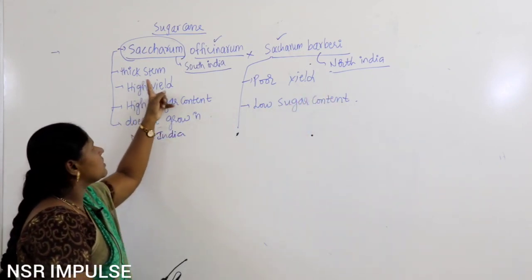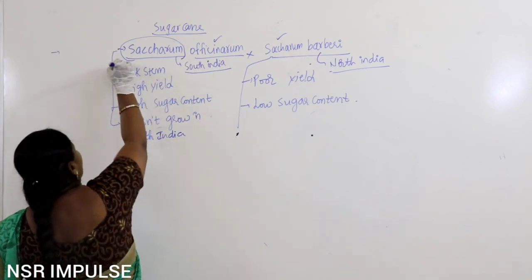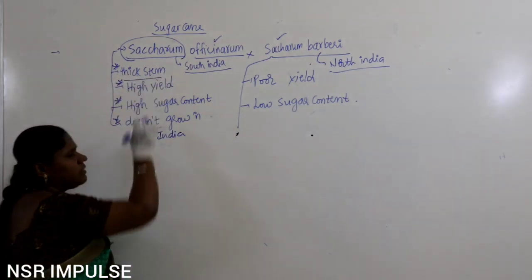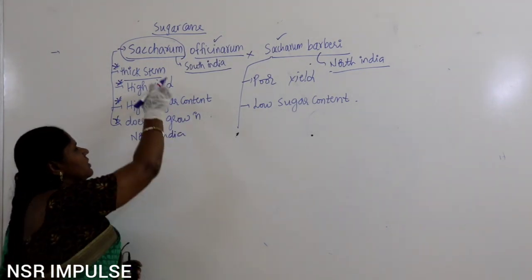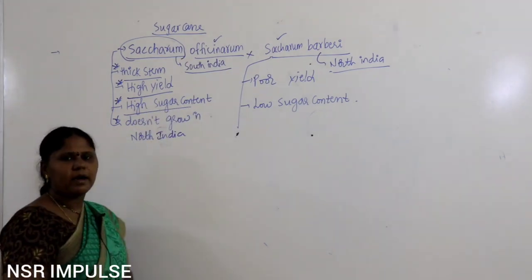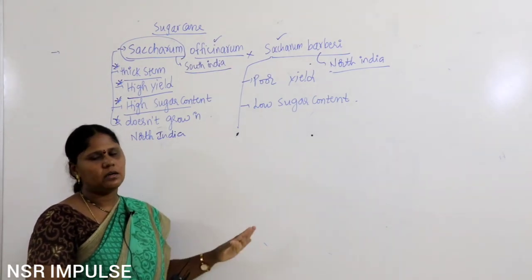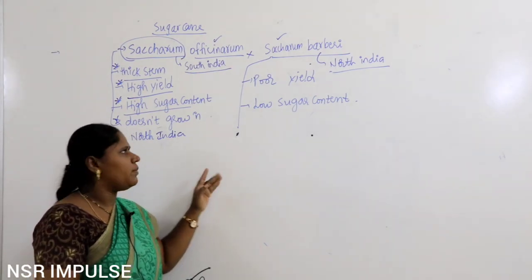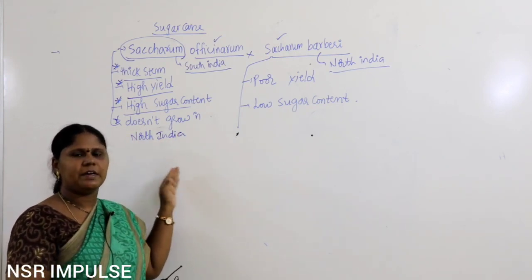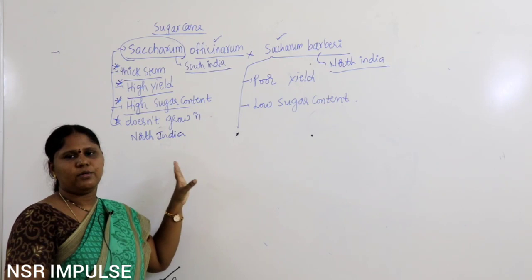Now if you look at the characteristics of Saccharum officinarum, we find a thicker stem and high yield, high sugar content. Here you find a very thick stem. When you find a thick stem, definitely you find high yield and more sugar content, but one drawback here is that this particular variety is cultivated and grown only in South India. Why? The plant does not have the ability to grow in North India. It cannot be cultivated in the northern part of India. It can be cultivated only in the southern part of India.